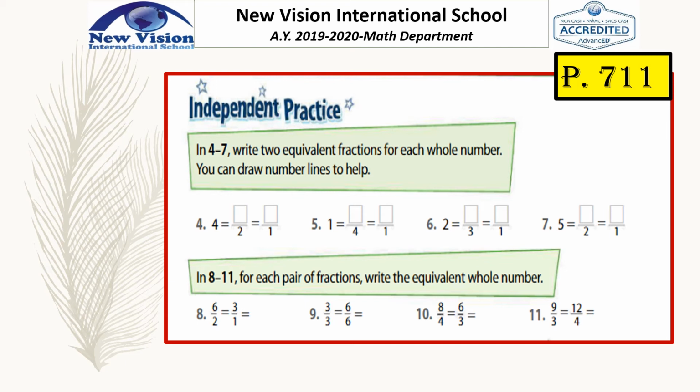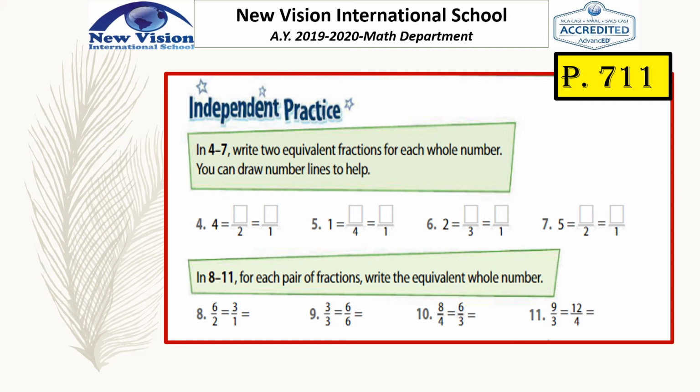Okay, now let's do the independent practice on page 711. We have here numbers 4 to 7. Write two equivalent fractions for each whole number. You can draw number lines to help. Okay, and for numbers 8 to 11, we have for each pair of fractions, write the equivalent whole number. Okay, you have 2 minutes or 3 minutes to do this. You may pause the video while you're answering, and once you're done, you can play it again.